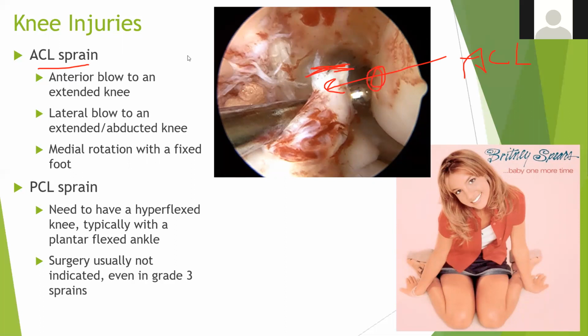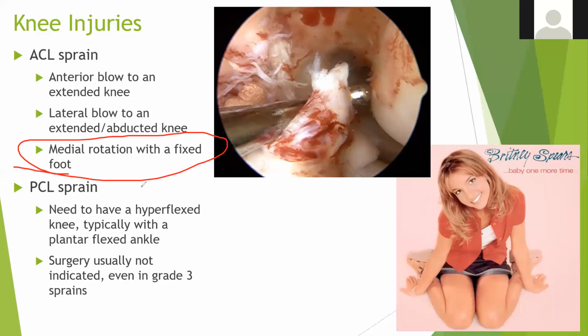the ways that you get this through contact are if you take an anterior blow to the extended knee. So if my knee is extended, meaning my leg is straight, and someone hits me straight in the knee from the front, so if someone tackles me with my legs straight and they hit me on my kneecap. Or if they give me a lateral blow, meaning they hit me on the outside of my knee or even the inside of my knee. Either way, they hit your knee on the side. More likely than not, this is how you injure your ACL. Medial rotation with a fixed foot. So again, your foot is stuck on the ground and your body turns away from it.